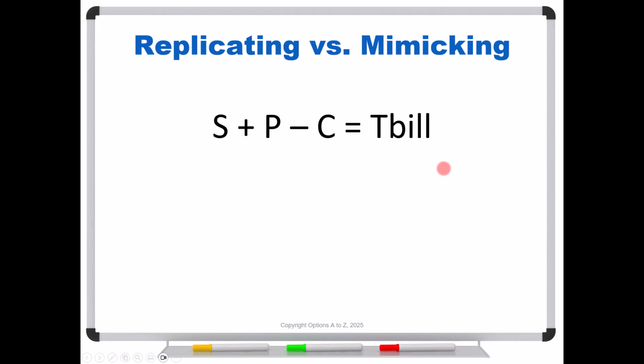And they will change up and down exactly the same. But for trading purposes, most of the time we're worried about the mimicking portfolio, where we're just going to forget about the T-bill. And so we're just going to say stock plus put minus call equals 0. Let's just forget about the T-bill, and we'll use this formula.